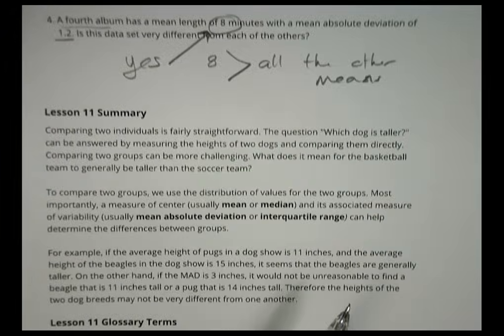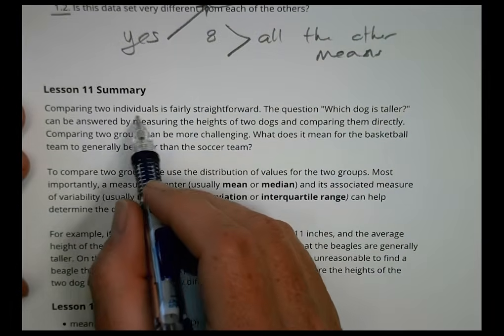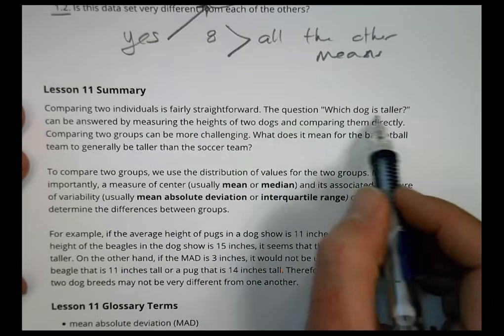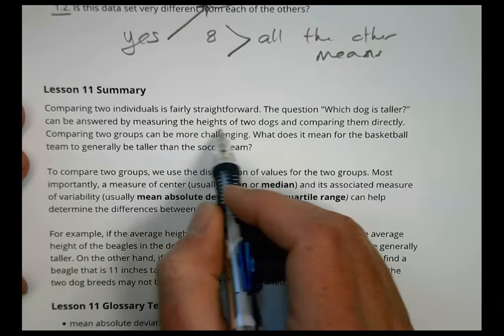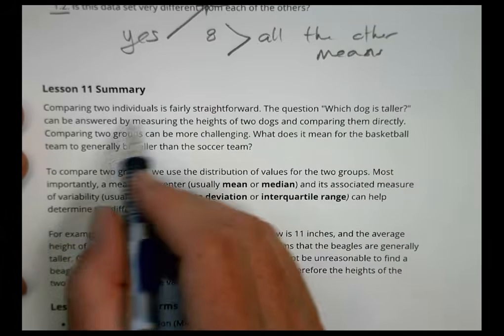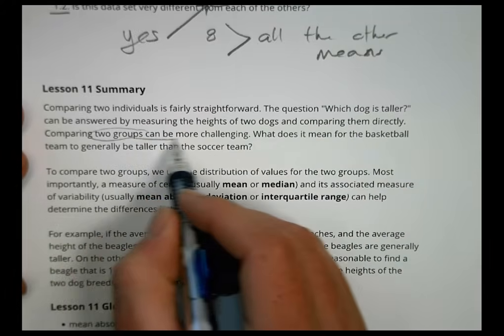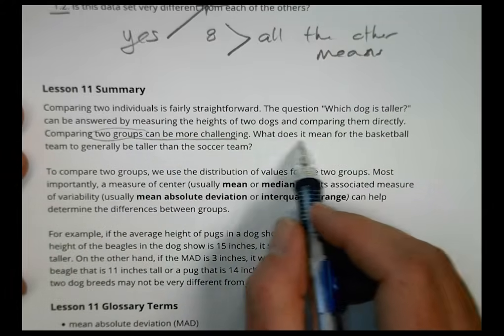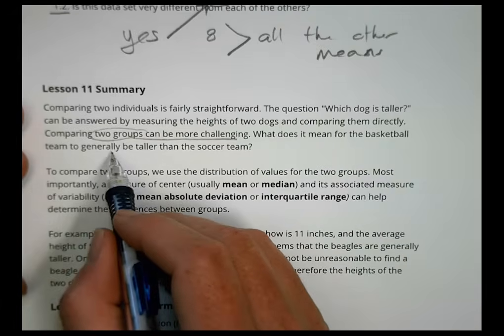So comparing two individuals is very straightforward. The question which dog is taller can be answered by measuring the heights of two dogs and comparing them directly. Comparing two groups can be more challenging, right? What does it mean for the basketball team to generally be taller than the soccer team? What does that actually mean?